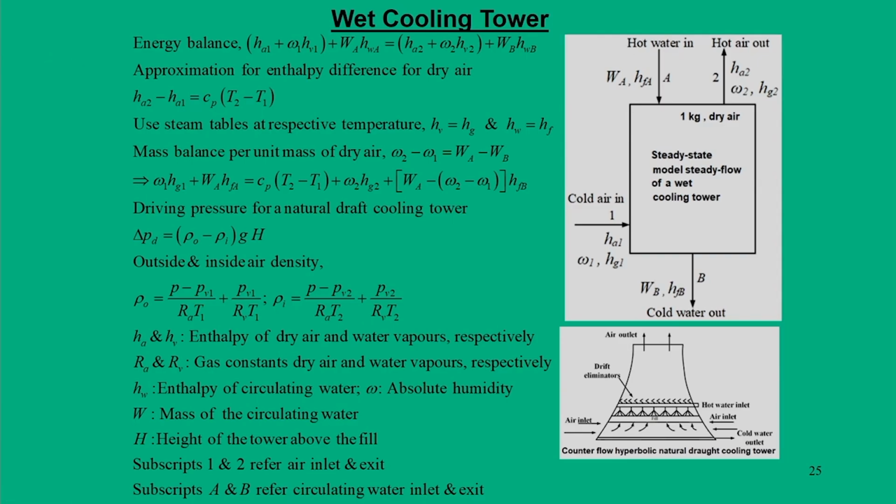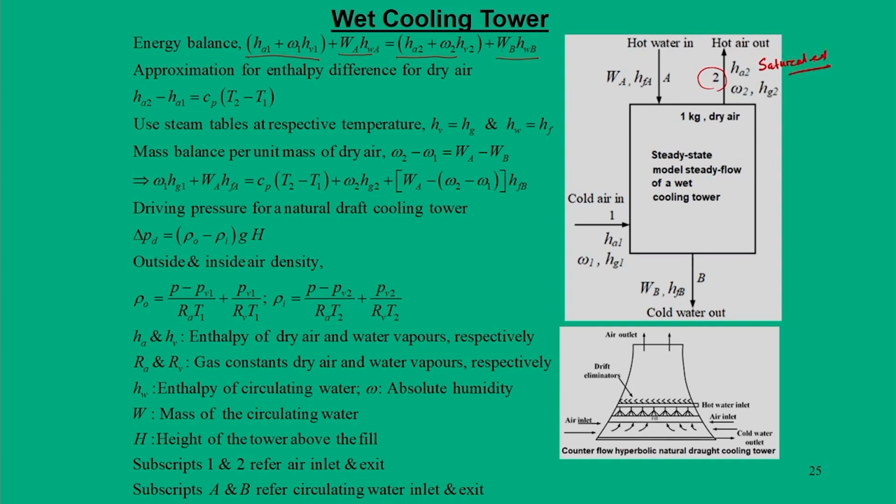So, energy balance at the inlet we can have HA1 plus omega 1 HB1, and for water inlet we have WA into HWA. So, W stands for mass of the circulating water per unit mass of dry air, and then again on the outlet side we have air outlet and water outlet. So, WB, HWB, and of course here HW stands for water because it is hot water and cold water, but their temperatures are different. Then for air, which is at 2, and at 2 it is almost saturated.